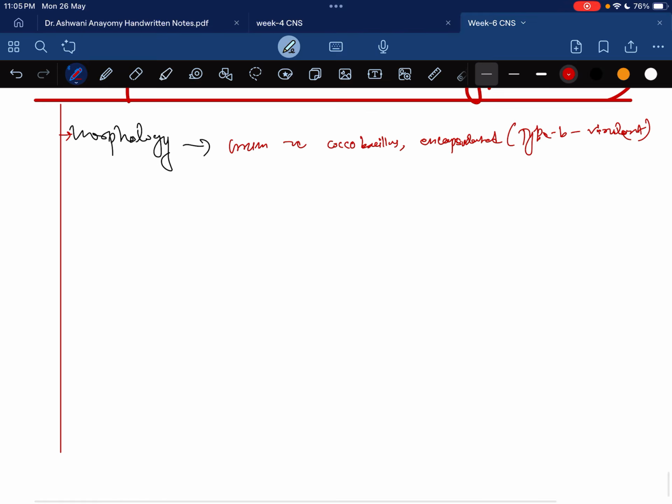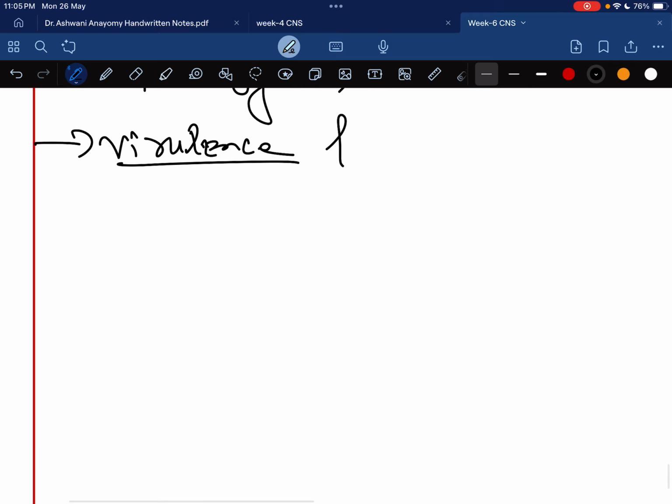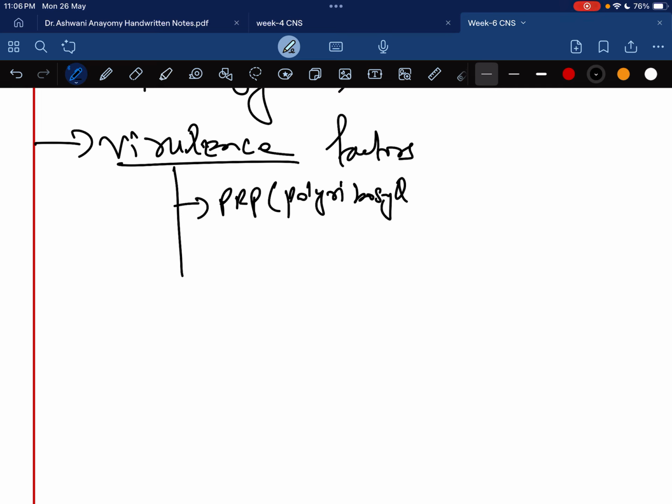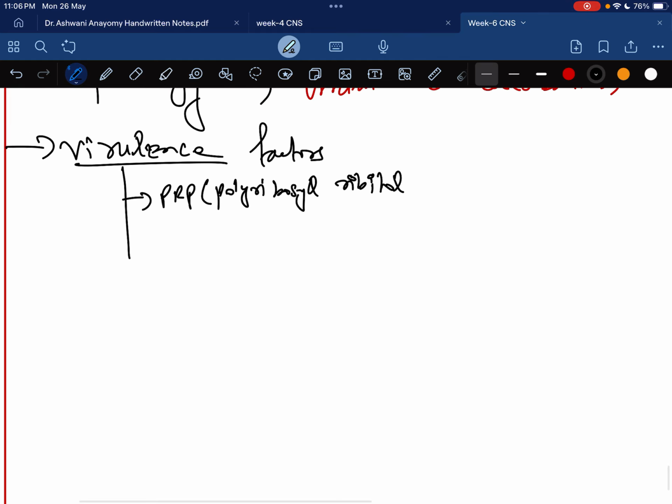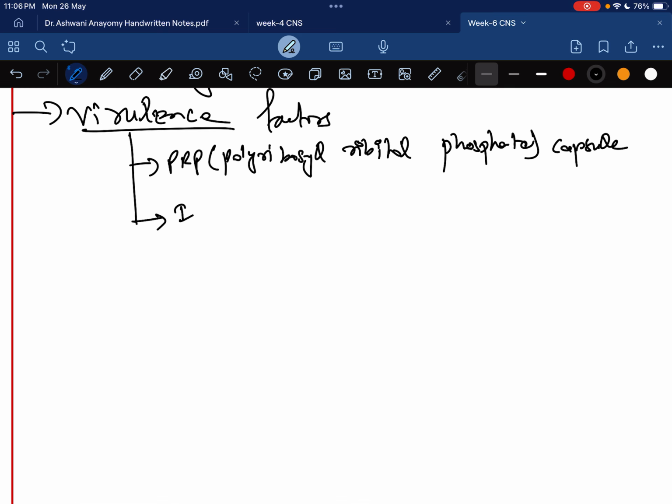When you look at the virulence factors of this organism, the virulence factors are PRP, polyribosyl ribitol phosphate capsule. And another one is the IgA protease.